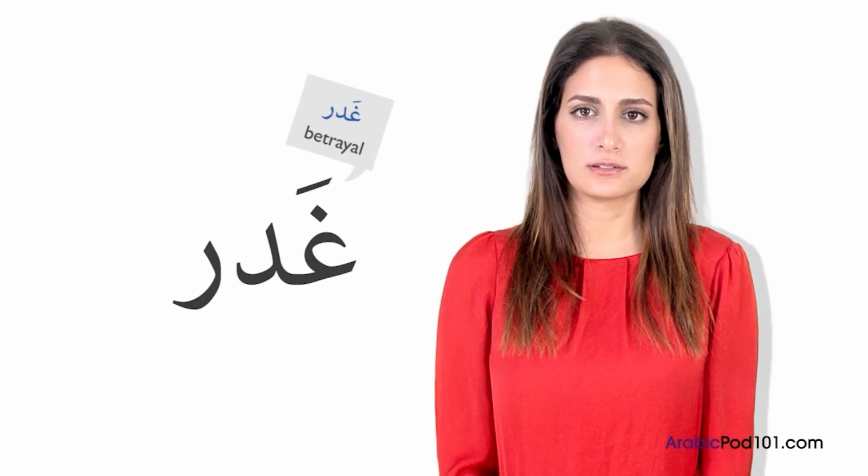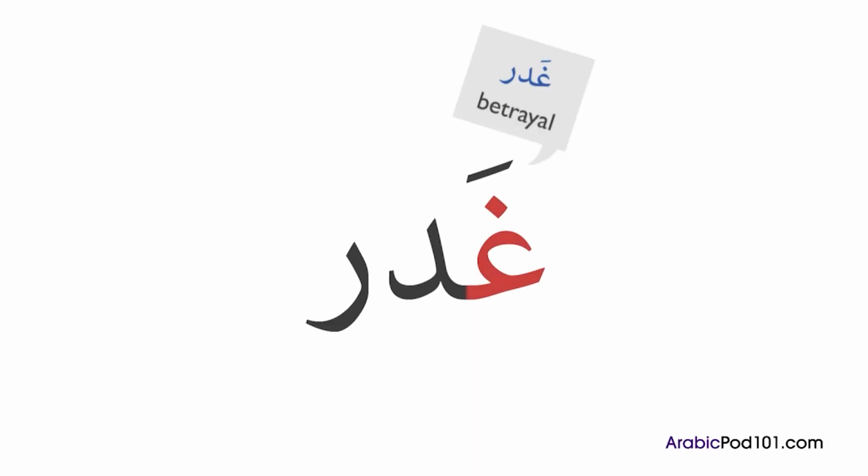The next word is ghadr, which means betrayal. Ghayn is in the initial form with a fatha on top, connected to a final Dhal with no voweling, then ra in the isolated form. Let's write it down. Ghadr.